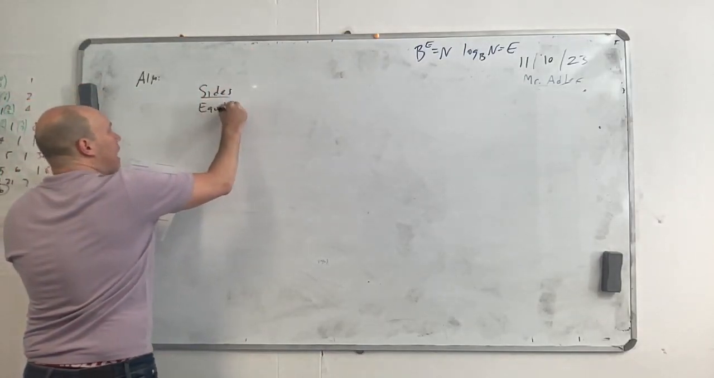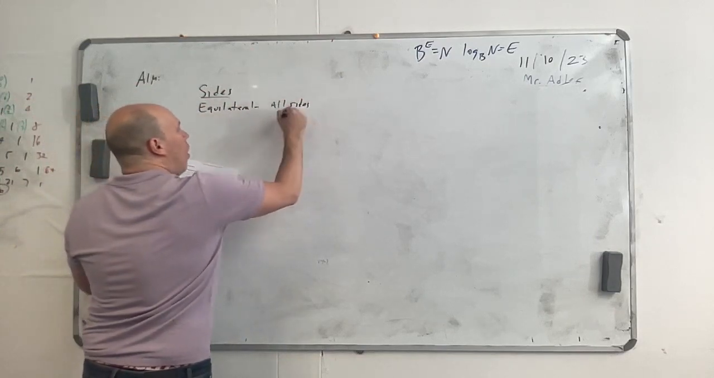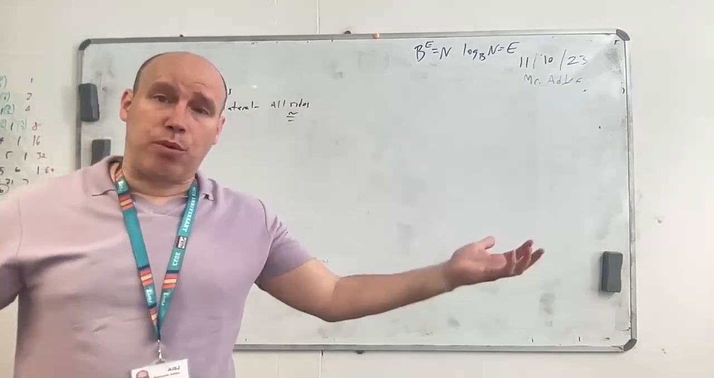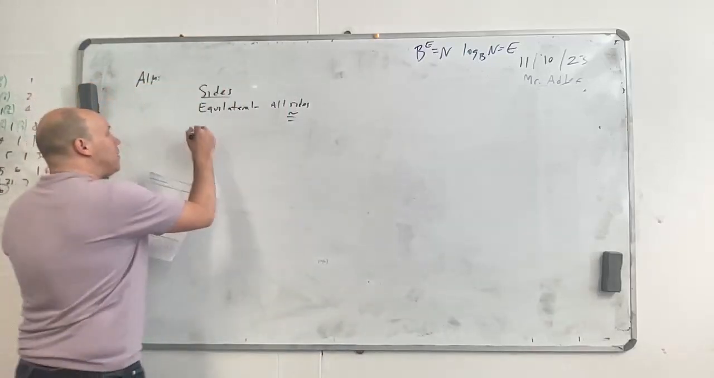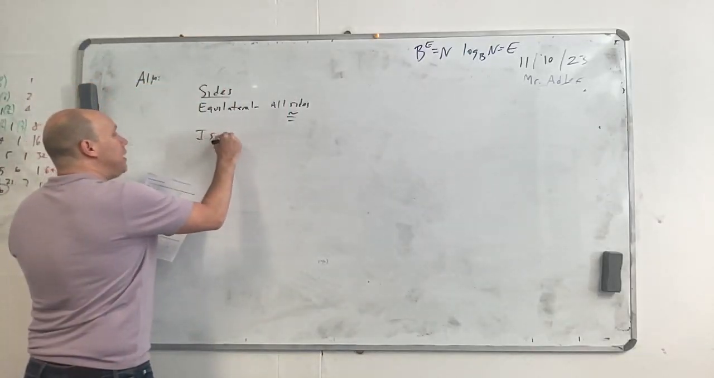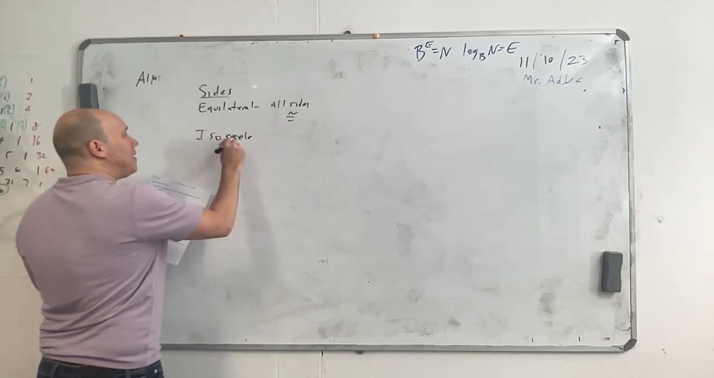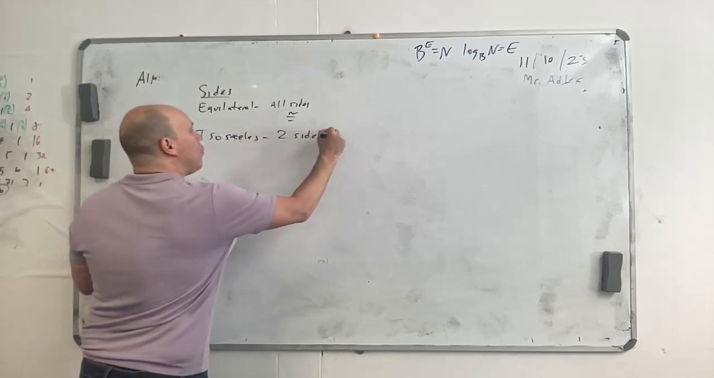Equilateral. That means all sides are congruent. Congruent is the geometry word for equals. Algebra equals, geometry congruence. Next is isosceles, I-S-O-S-C-E-L-E-S. Two sides are congruent.